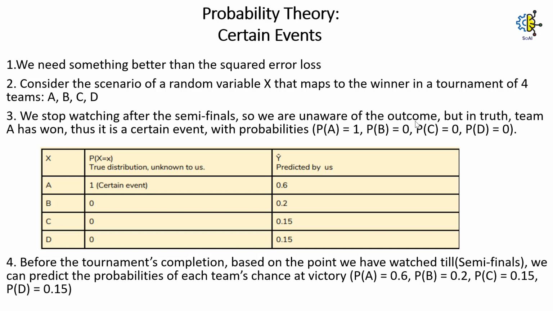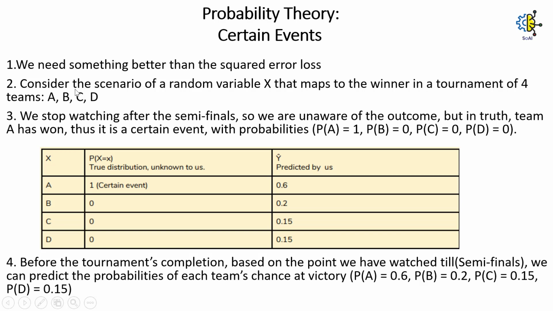Consider the scenario of a random variable x that maps to the winner in a tournament of 4 teams A, B, C, and D. We stop watching after the semi-finals, so we are unaware of the outcome. But in truth, Team A has won. Thus, it's a certain event with probabilities: probability of A is equal to 1, probability of B is equal to 0, probability of C is 0, and probability of D is also 0.